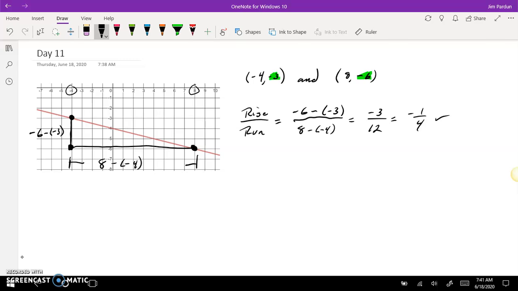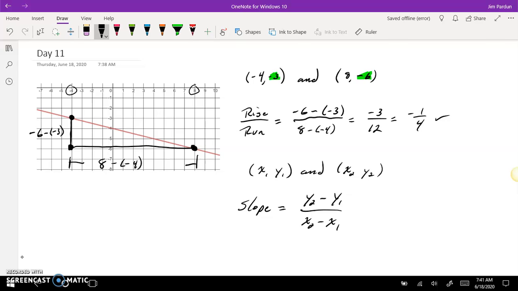So in general, what we say is if I'm given an ordered pair, (x1, y1), and a different ordered pair, (x2, y2), and we're denoting the subscripts to be different, so x1 is different than x2, but they both are an xy ordered pair, then the slope of the line is going to be simply the formula y2 minus y1 over x2 minus x1. And that will give you the slope of any line given two points where you don't have to graph it.